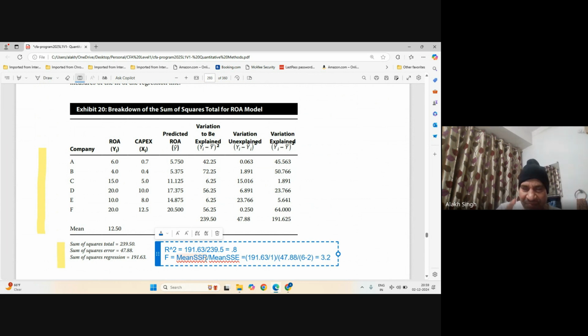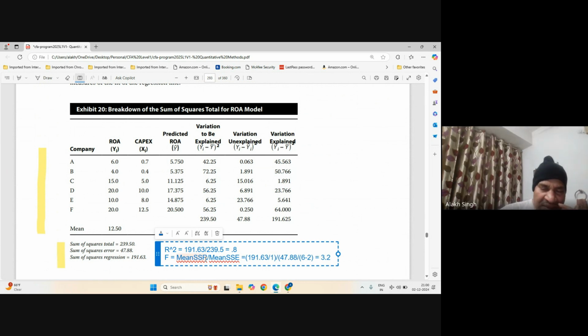We have only one B1. There is only one slope. No, it is not multi-collinearity. There are only two variables, so yes, 1 degree of freedom. Only one degree of freedom. That way we divide it by 1. That is the mean sum of squares.